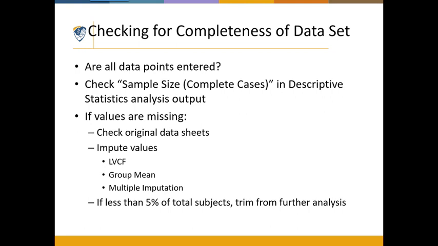Now, if you've done that and you discover that there was data that just was not collected, and you wish to do what's known as an intention to treat analysis, in other words, you want to have data for all of your participants, we do something called imputation, and that's essentially replacing values that are missing. And so there's a couple different ways we can do this.